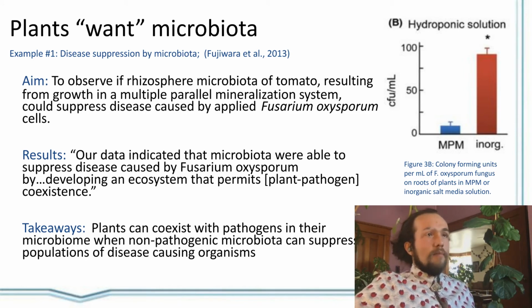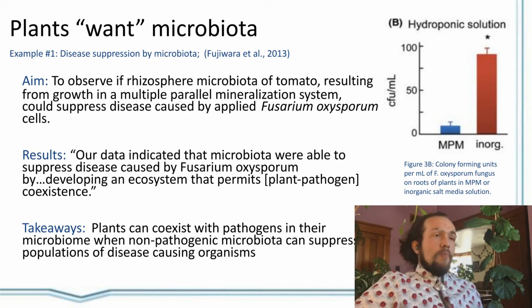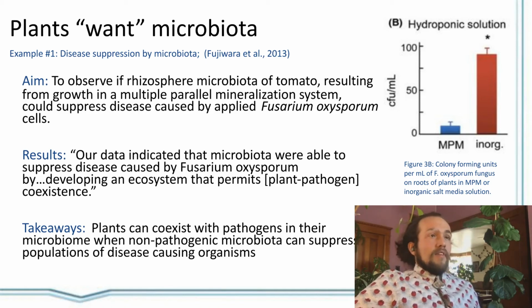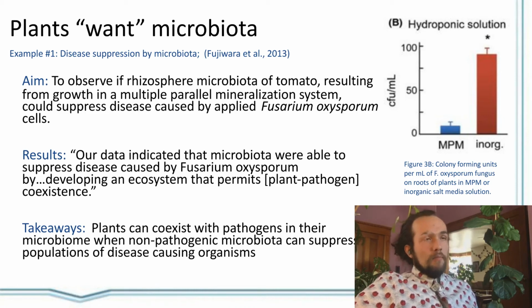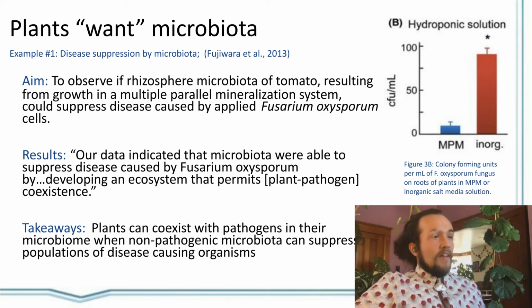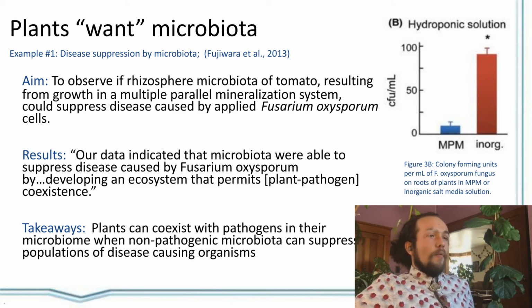You can see in the upper right corner of this slide that in the inorganic typical hydroponic nutrient system, there was a significantly higher amount of Fusarium colony-forming units per milliliter of nutrient solution as opposed to the MPM, or multiple parallel mineralization system. So the main takeaway from this study is that it's possible for plants and pathogens to coexist in a system when other microbiota are able to be present and suppress populations of disease-causing organisms.